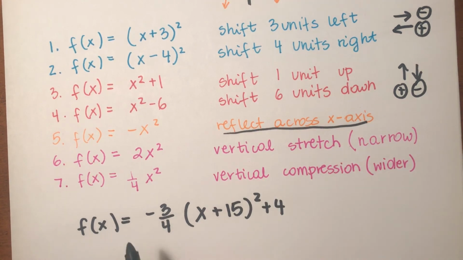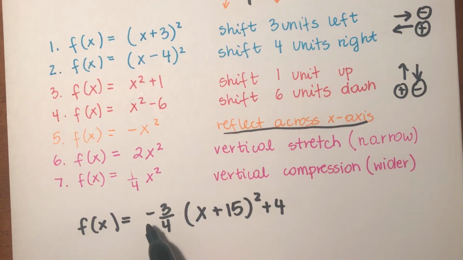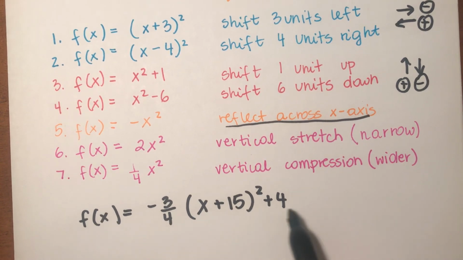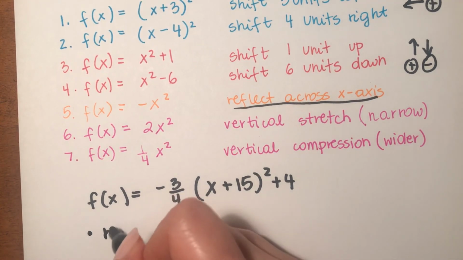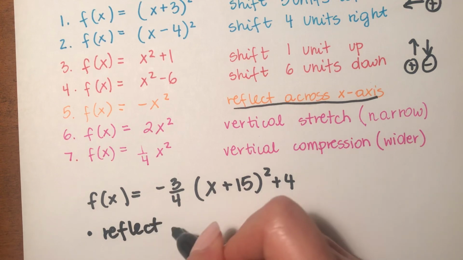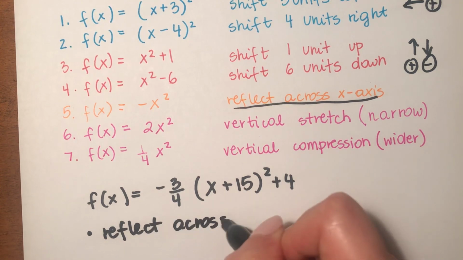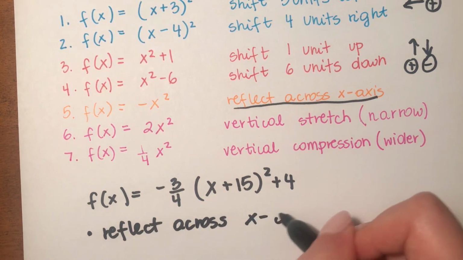Now, let's focus on whatever we're seeing, and we're going to go from left to right. So if I see a negative, I automatically should recognize a reflection across the x-axis. So I have reflect across x-axis.